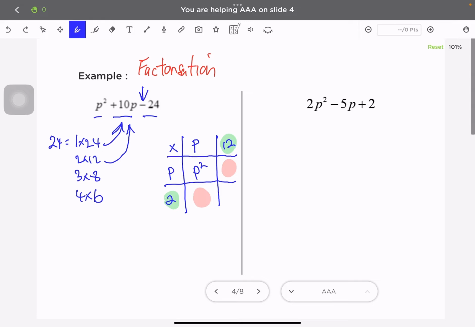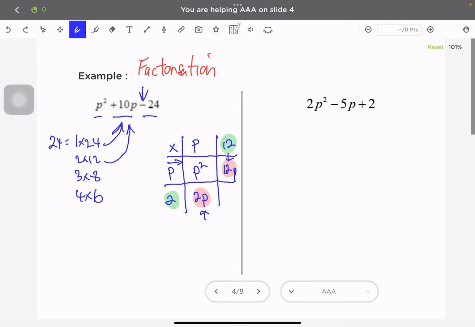Okay, I do not write the sign first. So I will write out 12 times p. How do I get this? Remember this one and this one? When they cross each other, it will end up here. So this part here will be p times 2, which gives you 2p. Okay, 2p and 12p.